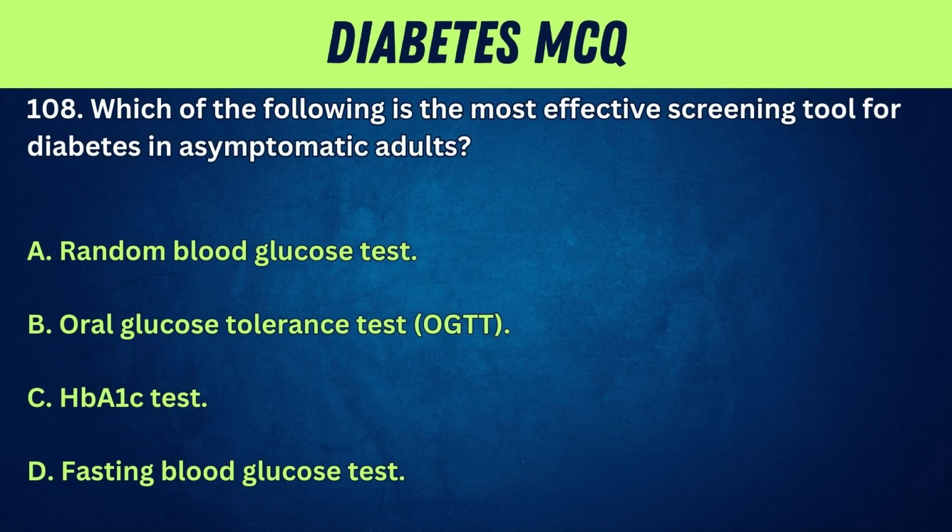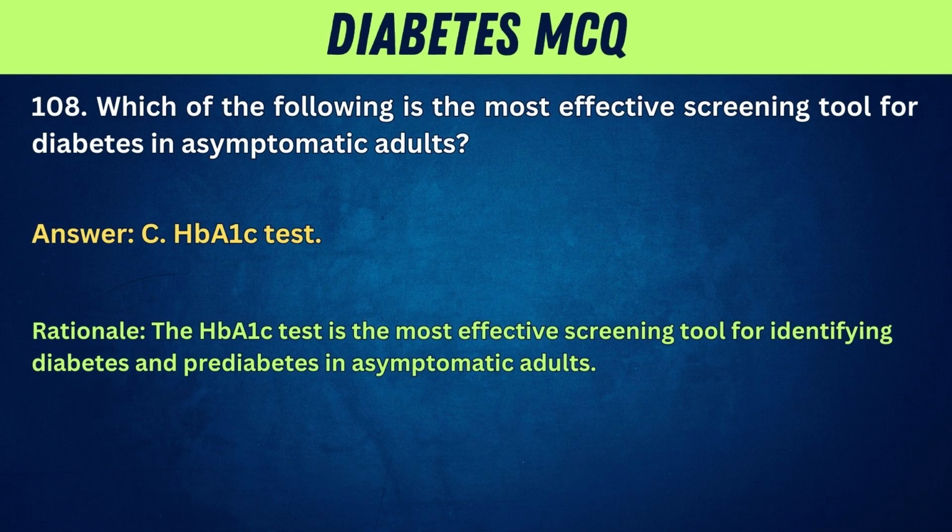108. Which of the following is the most effective screening tool for diabetes in asymptomatic adults? A. Random blood glucose test. B. Oral glucose tolerance test, OGTT. C. HbA1c test. D. Fasting blood glucose test. Answer. C. HbA1c test. Rationale. The HbA1c test is the most effective screening tool for identifying diabetes and prediabetes in asymptomatic adults.